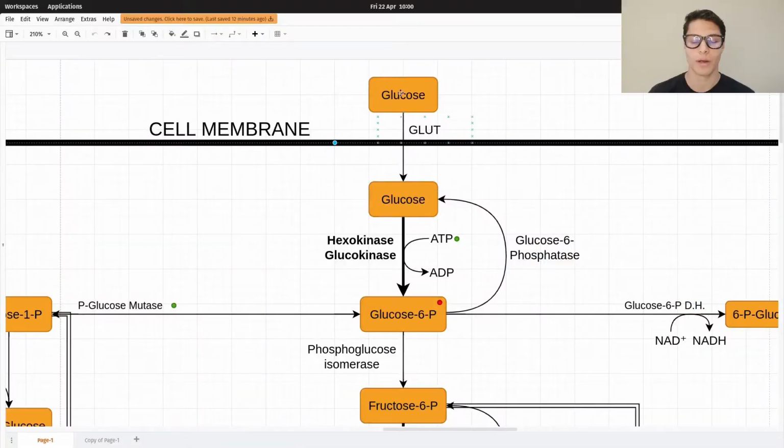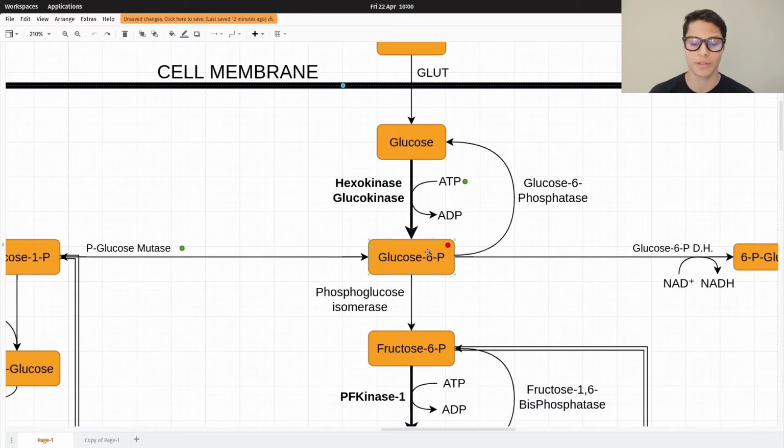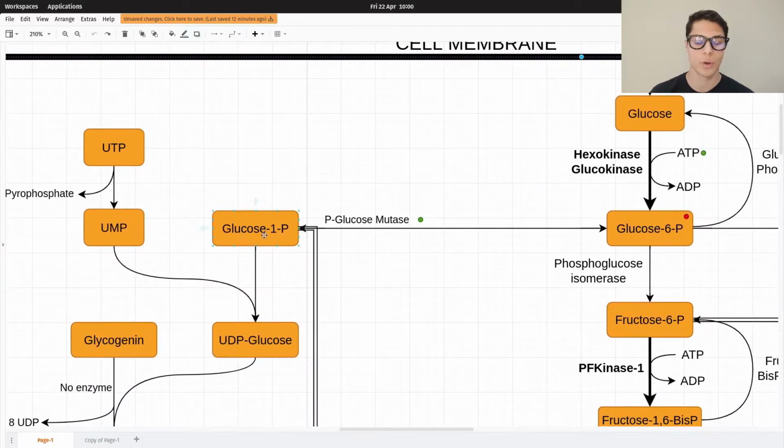So here we go. As at other times, we start with glucose. Glucose is converted into glucose 6-phosphate by the hexokinase or glucokinase enzyme, as we already discussed in the other videos. Glucose 6-phosphate is then converted into glucose 1-phosphate, and the enzyme involved in this is, do you remember when you just transfer a group from one carbon to another carbon of the same molecule? That's a mutase. So this is phosphoglucomutase.